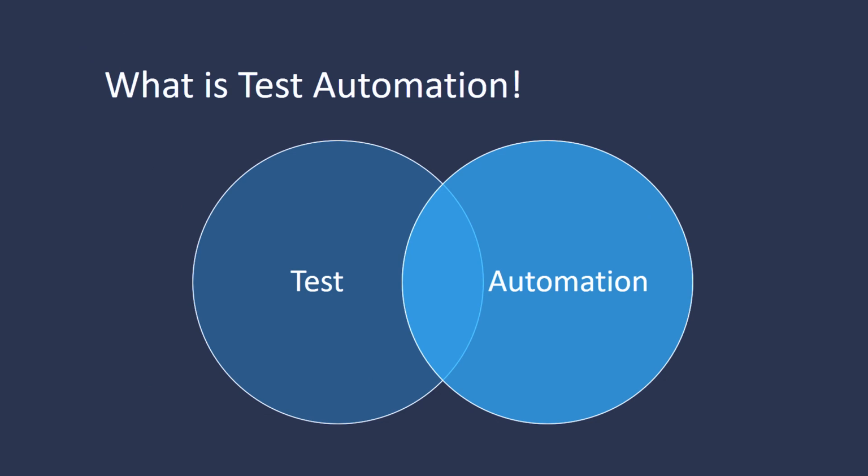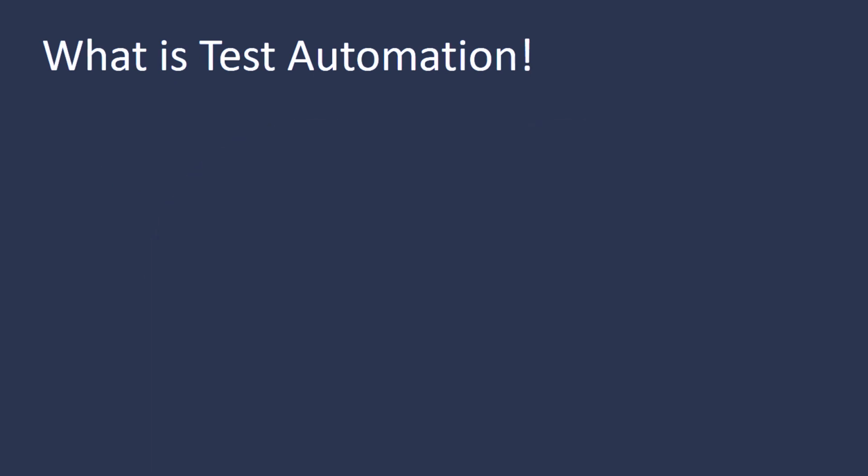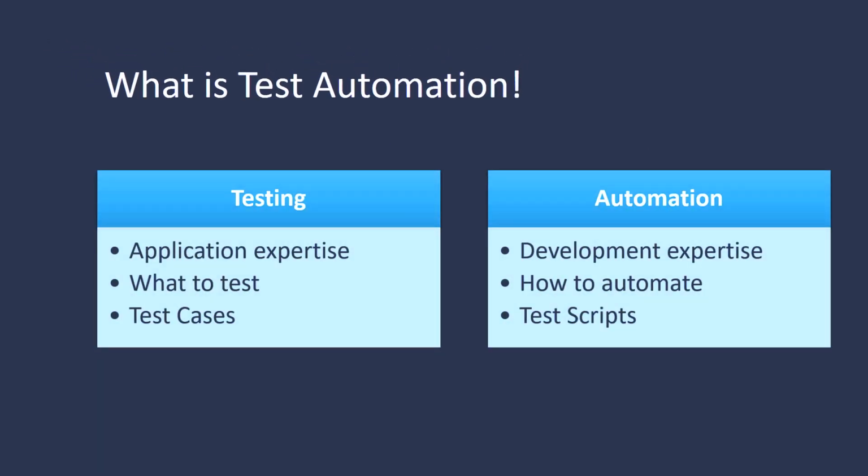Test automation refers to two disciplines that require different skills, techniques and expertise: testing and automation. How do these two disciplines come together? In order to properly test an application, one needs expertise in that application's expected behavior. For automation, you need expertise in development together with expertise on the application. In testing, we focus on what to test, whereas in automation, the focus is on how to automate those tests.